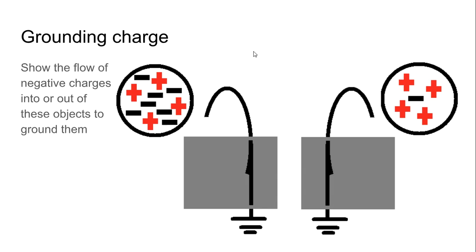These two objects, one of them is net positive, one of them is net negative. Demonstrate which way electrons would flow when you ground them to the water faucet. Should charges be going out or up, using the truth of the fact that only the negatives can move?